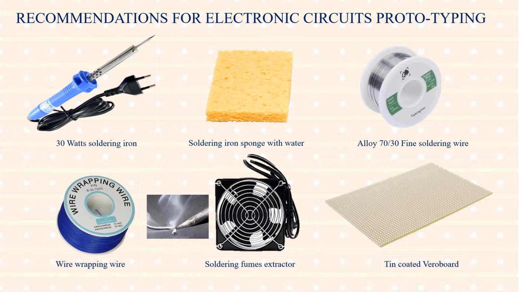Use a proper wire wrapping wire to wire up your prototypes. Use a soldering fume extractor to protect yourself from the fumes of the soldering wire. Use a good quality tin coated Vero board for your prototyping.